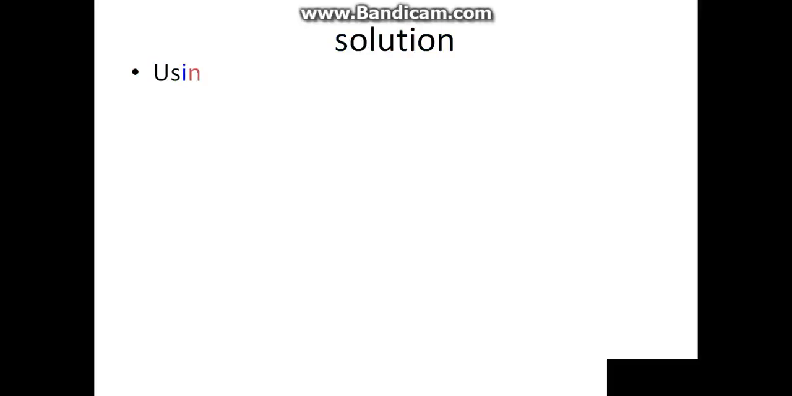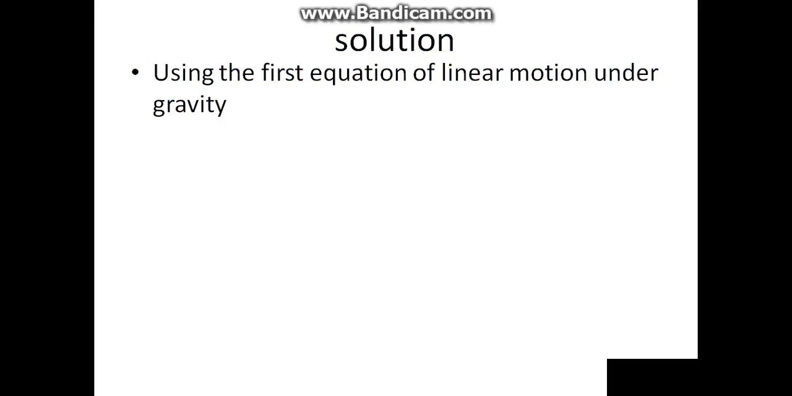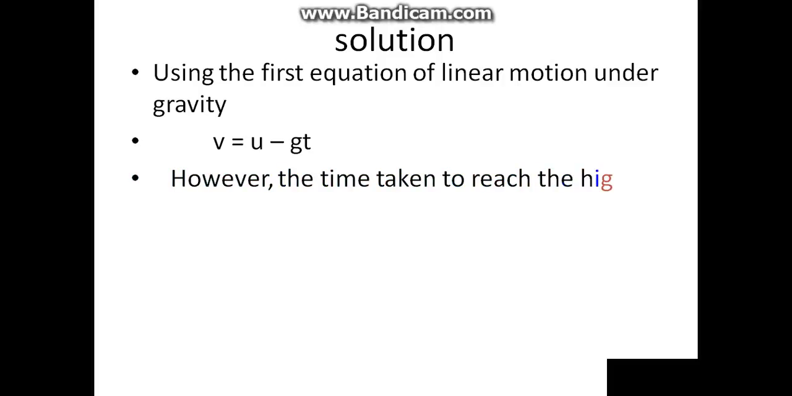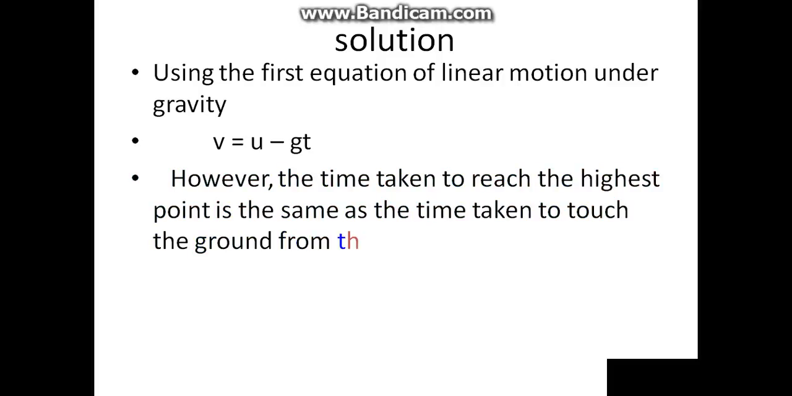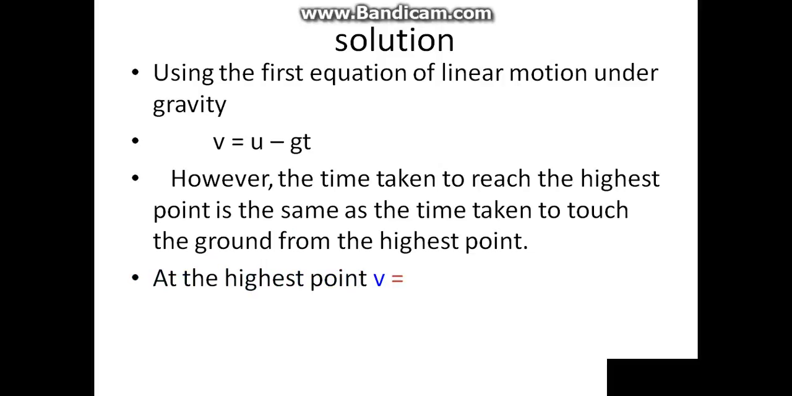Solution. Using the first equation of linear motion under gravity, we have that v equals u minus gt, where the time taken to reach the highest point is the same as the time to touch the ground from the highest point. At the highest point, v, that is the final velocity, equals 0. We now replace the known values. 0 equals 50 minus 10t.